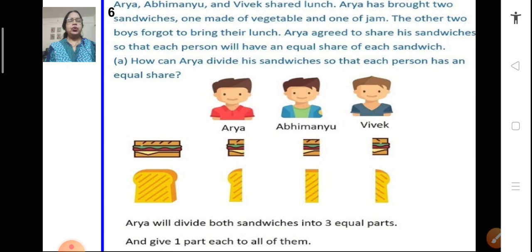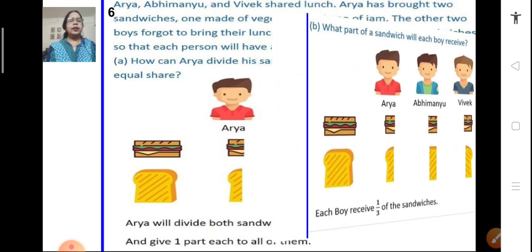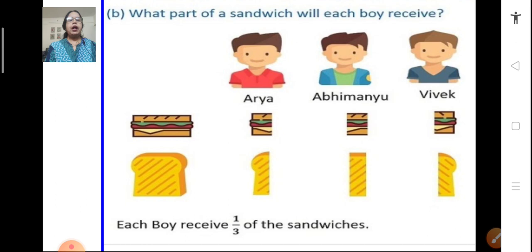Okay, so Arya will divide both sandwiches into 3 equal parts because there are 3 friends. Each one will get 1 part of each sandwich. So each one will get 1 out of 3. Both sandwiches will be divided into 3 equal parts and each one will get 1 part of the 3 parts. So what part of a sandwich will each boy receive? Each boy will receive 1/3 of the sandwiches because the sandwich is divided into 3 parts and each one will get 1 out of 3.